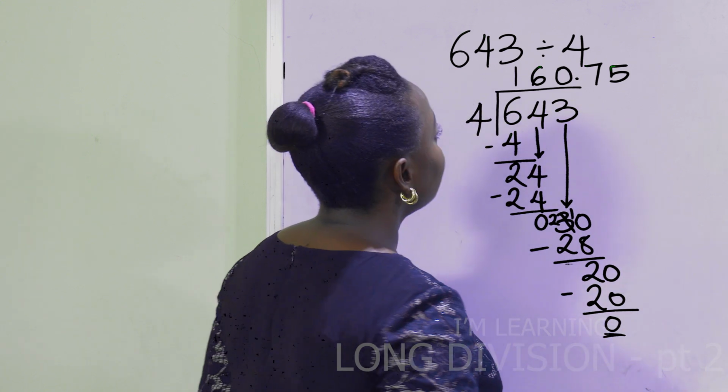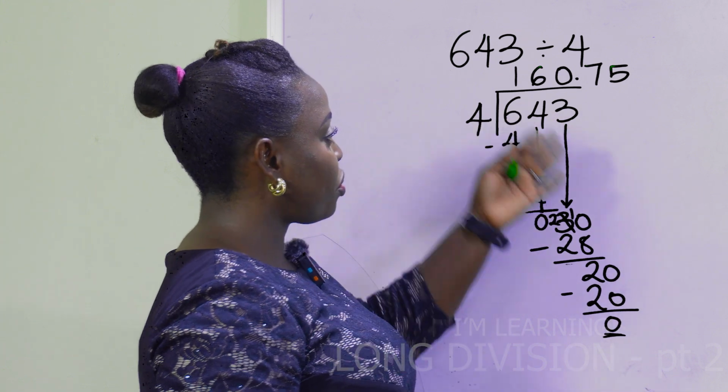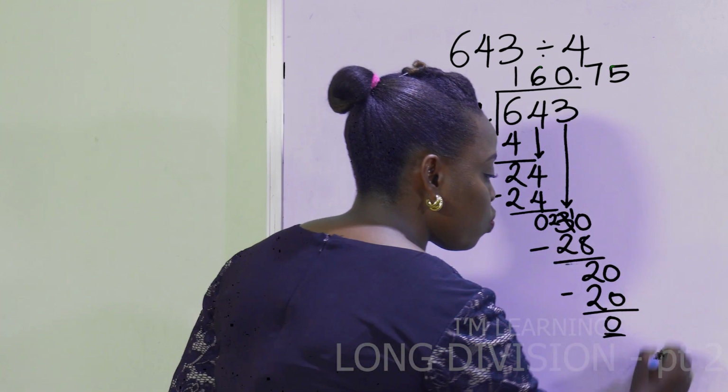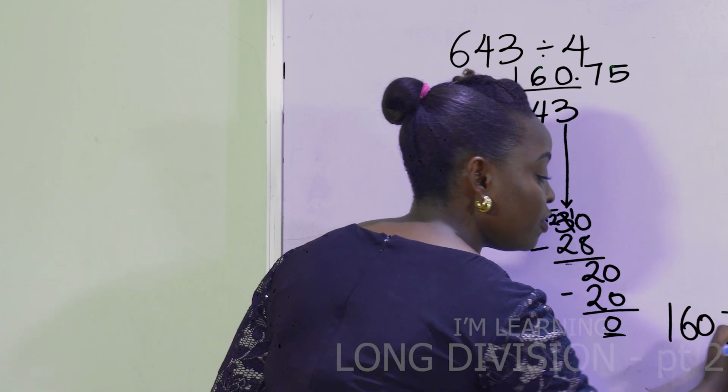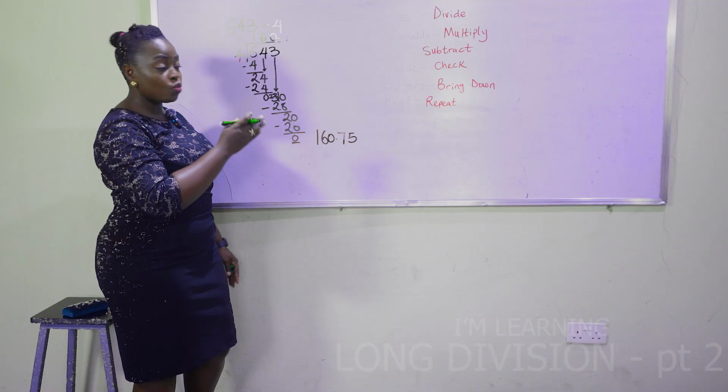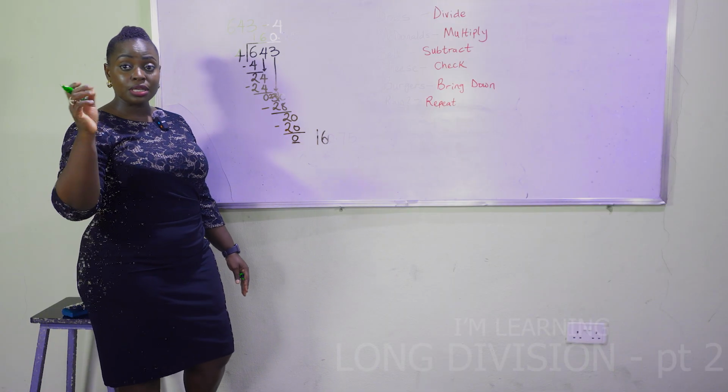So I am done. So 643 divided by 4 is 160.75. Please, not 75. 160.75.